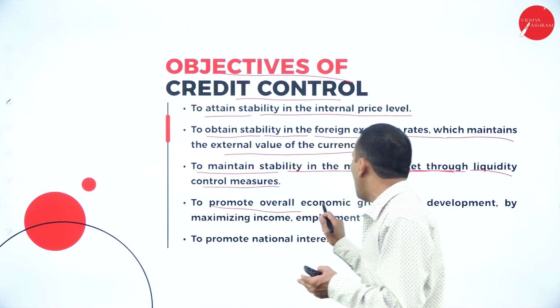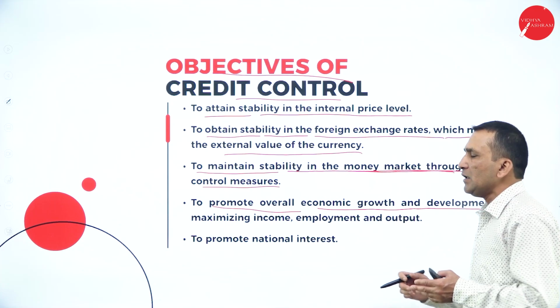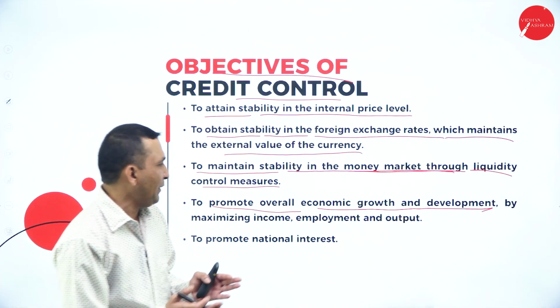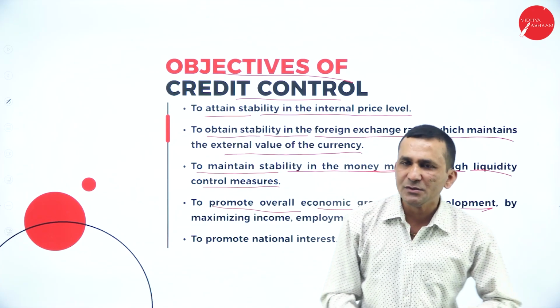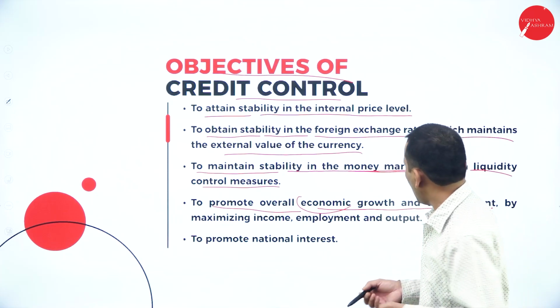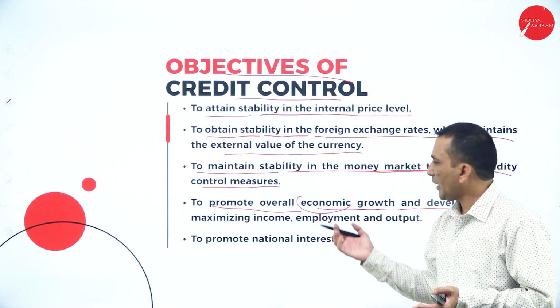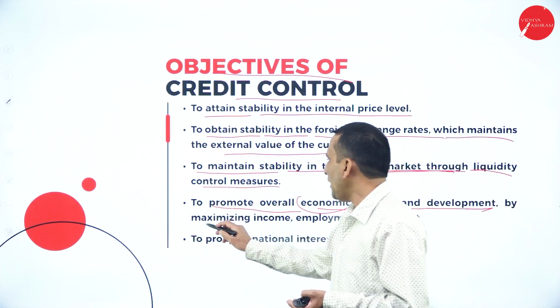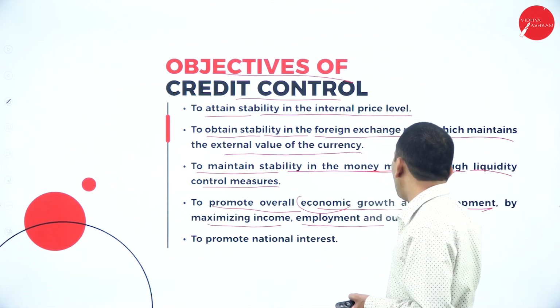and to promote overall economic growth and development. To complete a nation, if you want to promote or develop, the RBI has to complete the economic responsibility, which relates to the demand and supply of currency, inflation, deflation, and the payment system, everything related to economic concepts, by maximizing income, employment and output.